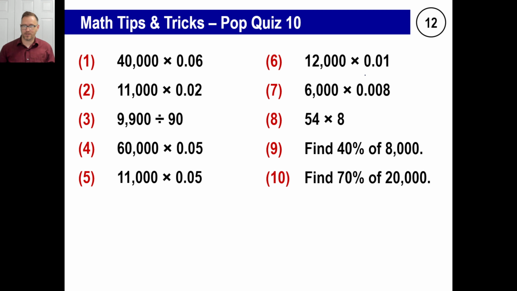Number 7 will be 6 times 8, 48. Number 8 will be 400 plus 32, 432. 40% of 8,000 is just 4 times 8, 32. Made reasonable, 3,200. 7 times 2 is 14, and that's going to be 14,000. There you go for Pop Quiz 10.